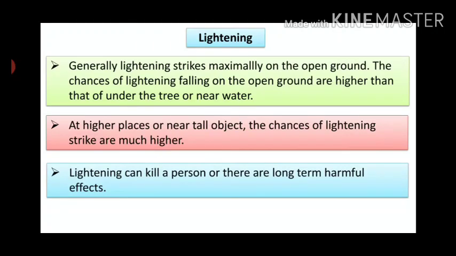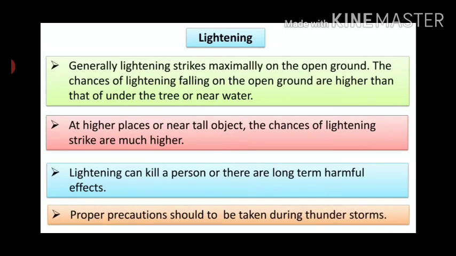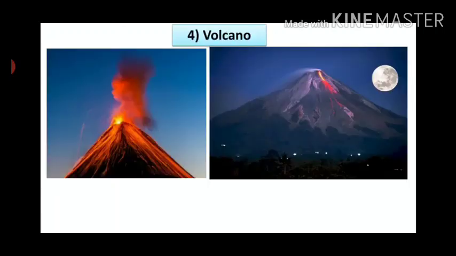Lightning can even kill a person, or there are long-term harmful effects of lightning. Proper precautions should be taken during thunderstorm, and that's why we say don't go out.